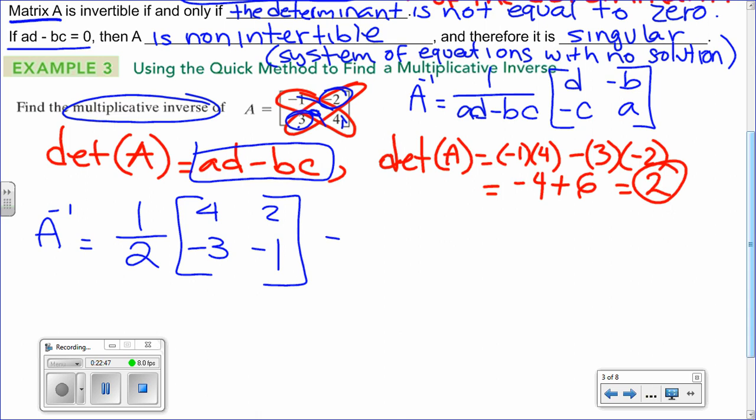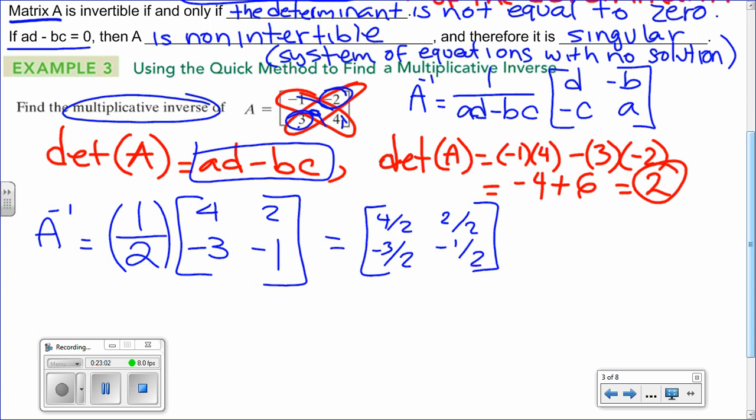So then we multiply like a scalar multiplication. So 1/2 times 4, 4 halves. 2 times 1/2, 2 halves. 1/2 times -3, -3 halves. 1/2 times -1, -1/2. So then here we're going to have 2, 1, -3 halves, -1/2, and that's it. So that will be the inverse of it.